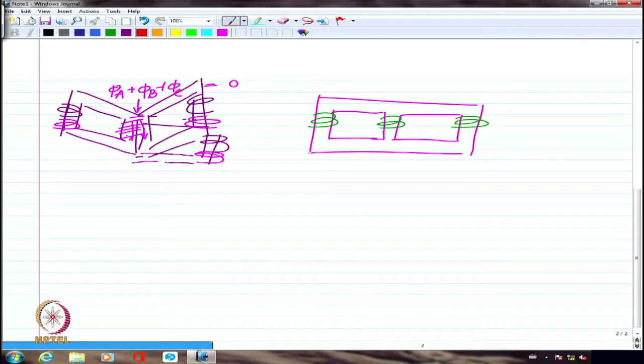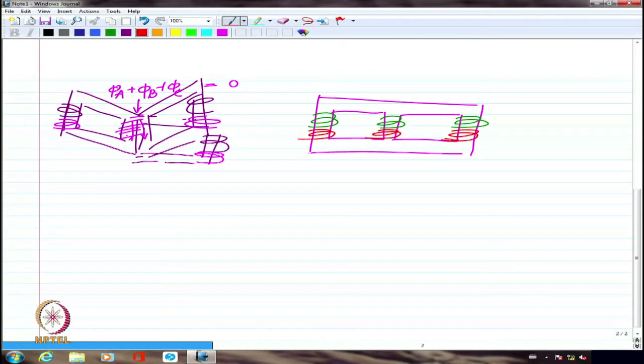And similarly, A phase secondary wound here, B phase secondary wound here, and C phase secondary wound here. Now that I have all the terminals brought out, I should be able to definitely connect them in star or delta as the requirement may be.